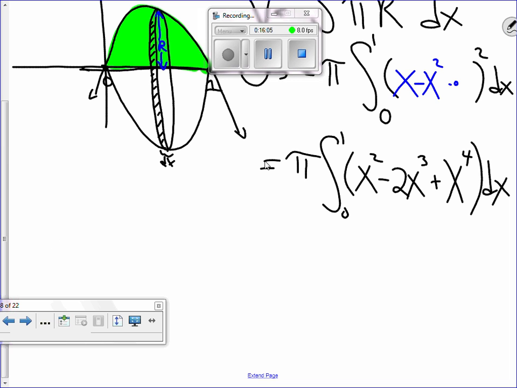Now what do we have to do? Integrate. We're going to find the antiderivative. I'm going to give myself a little room. What is the antiderivative of x squared minus 2x cubed plus x to the 4th?